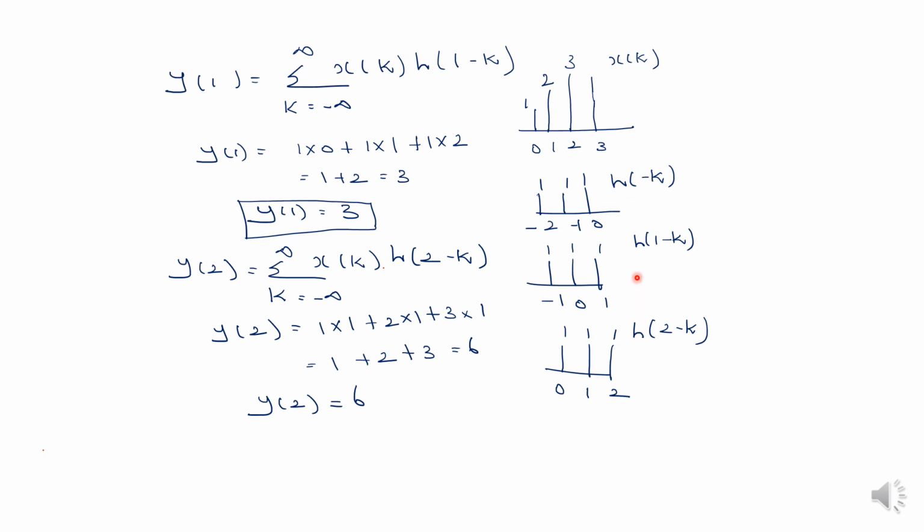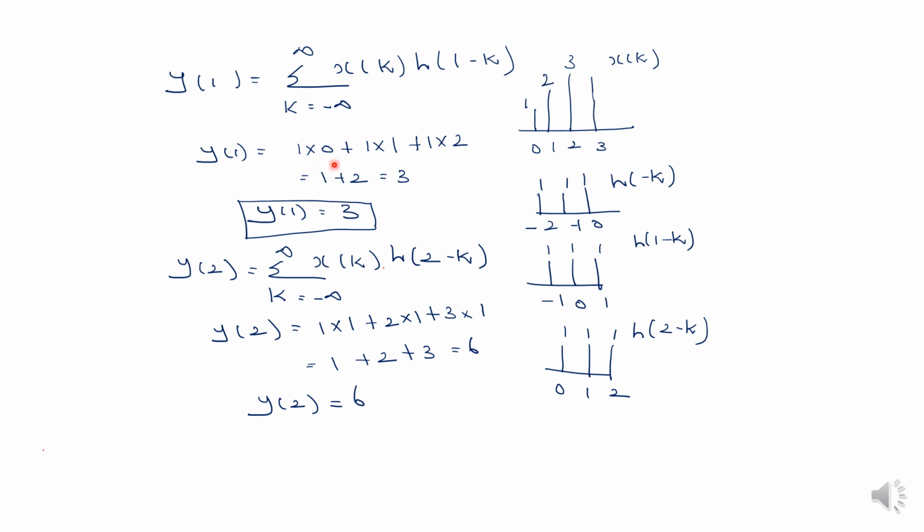For our easy understanding, I have sketched it again. So we have x of k and we have h of 1 minus k. We have to perform convolution between x of k and h of 1 minus k in order to arrive at the value of y of 1. If you look here, h of 1 minus k starts from k is equal to minus 1. For k is equal to minus 1, the value here is 1. In this case, for x of k, for k is equal to minus 1, the value here is 0.